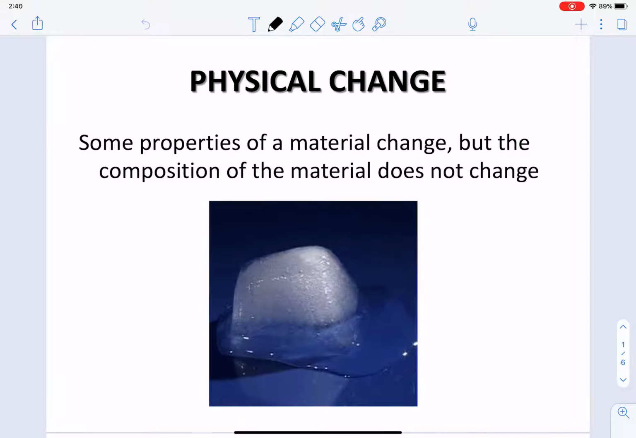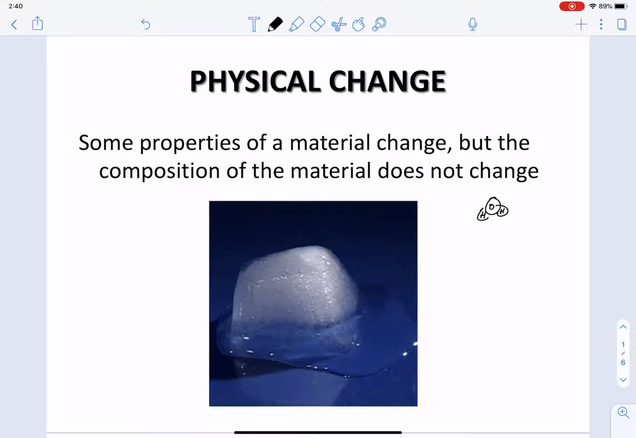There are two types of changes that materials and substances can undergo. The first one we're going to talk about is physical changes. Physical changes are when the substance, or the molecules that make up the substance, do not change. Okay, so if we think about water, for example, H2O, we have oxygen and two hydrogens.